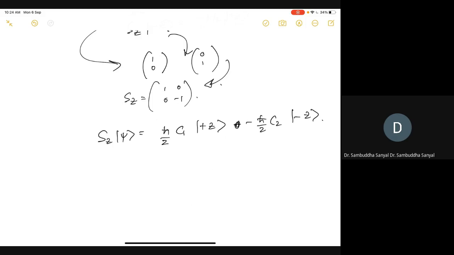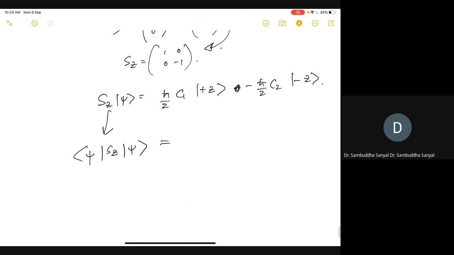That is why you talk in terms of expectation value. What you calculate is an expectation, which is something like h bar by 2 C1 squared minus h bar by 2 C2 squared. That gives you the average of many measurements. That is where the probability comes in.